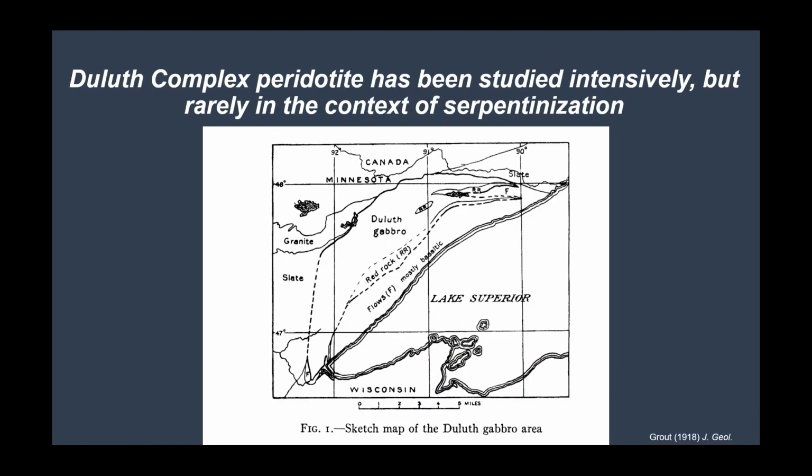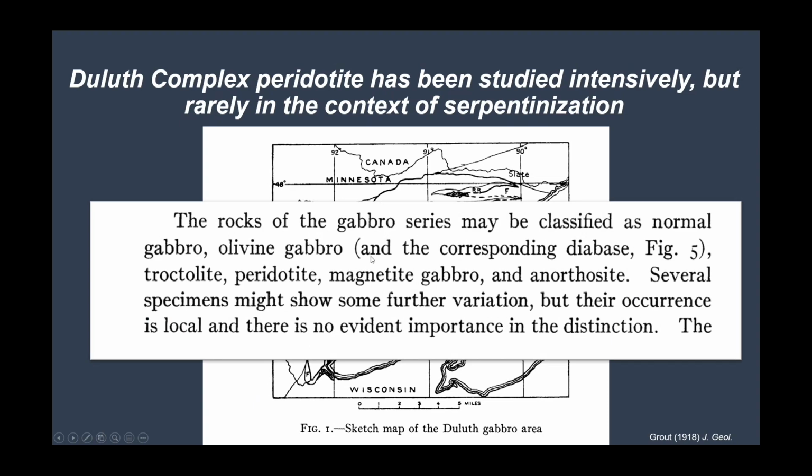And fortunately for us, the Duluth Complex has been studied for a very long time. While I was researching this, I found this really nice paper from 1918 by Grout and others. The Duluth Gabbro, as it was called at that time, is actually these rocks. You'll notice the similarity in the shape of this rock series here, and those olivine-rich rocks are on the outside. And note, even then we knew that these rocks of the gabbro series can be classified as normal gabbro, olivine gabbro, and then troctolite and peridotite, which are the rocks that we focus on in order to understand serpentinites.